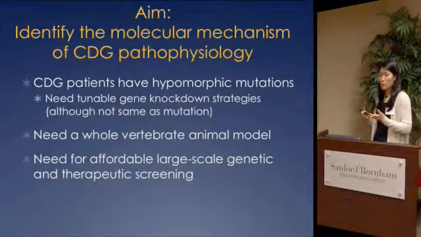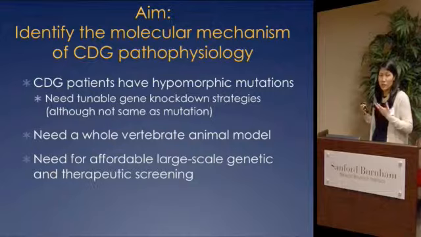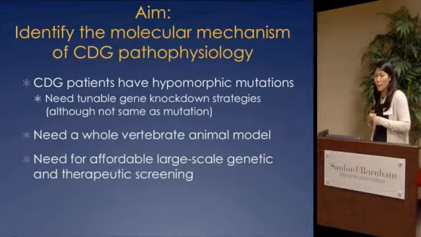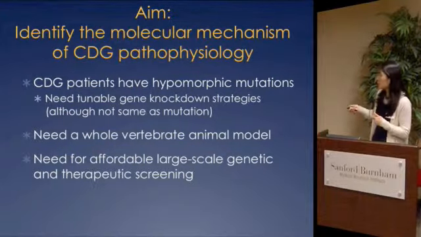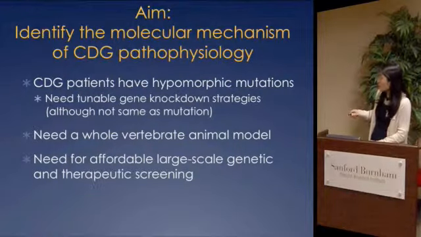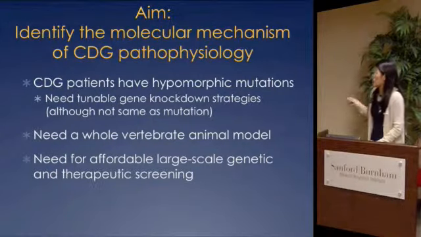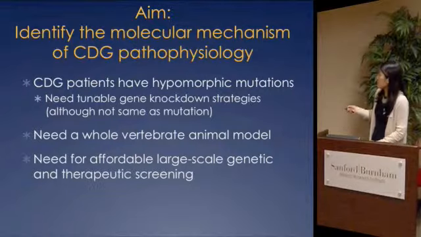Hud's presentation before showed that the mouse models have yet to really recapitulate the disease. The knockout was lethal, the knock-ins did not show a phenotype. So this brought us to the zebrafish, and actually this project started as a challenge grant for the stimulus package to develop zebrafish as a model for CDG. And one of the benefits of zebrafish is the ability to do affordable large-scale genetic and drug screening.